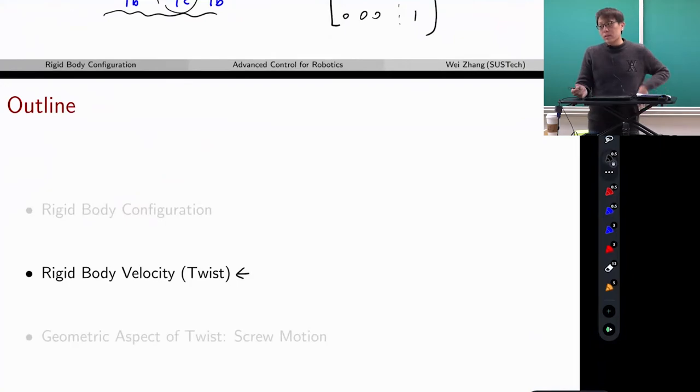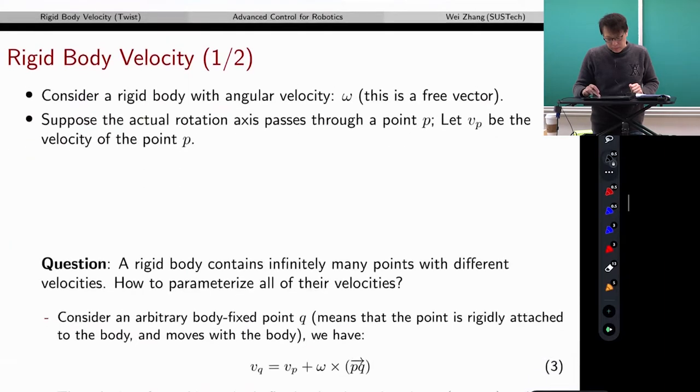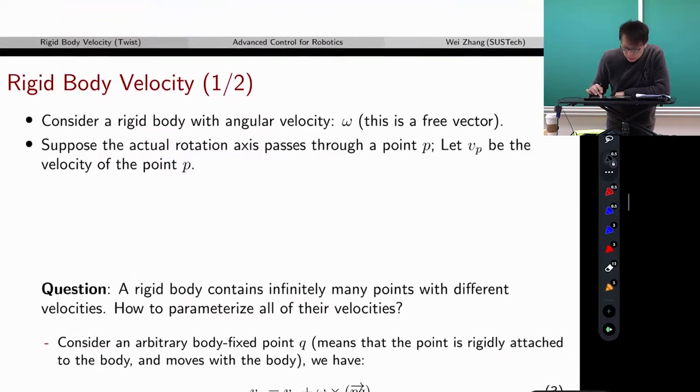So far, we have characterized point, vector, orientation, and configuration. Now we need to talk about velocity. Before that, we're going to talk about rigid body velocity, and one very useful way to characterize it is twist, or spatial velocity.